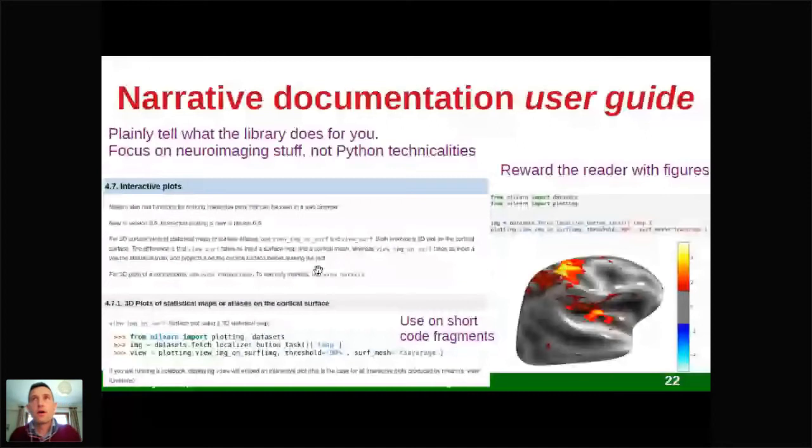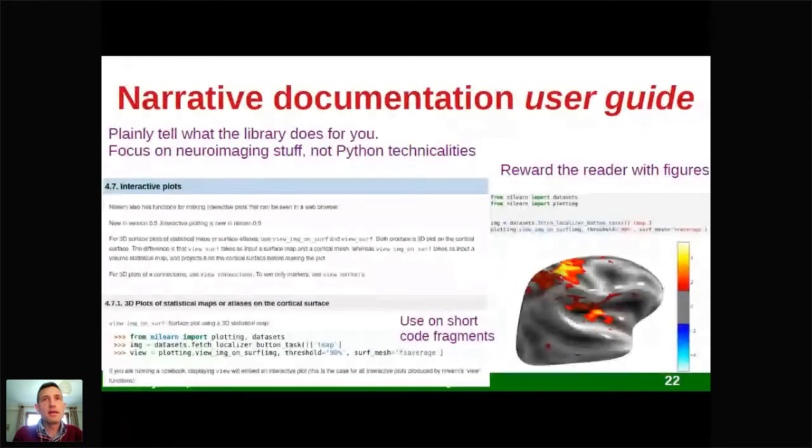And then there is another part of the documentation, which is a narrative documentation, which is called user guide, if you look at the Nilearn documentation. And it really tells you something. It tells you a story. It tells you what the library does for you. So it's focused on neuroimaging concepts, not on Python technicalities.